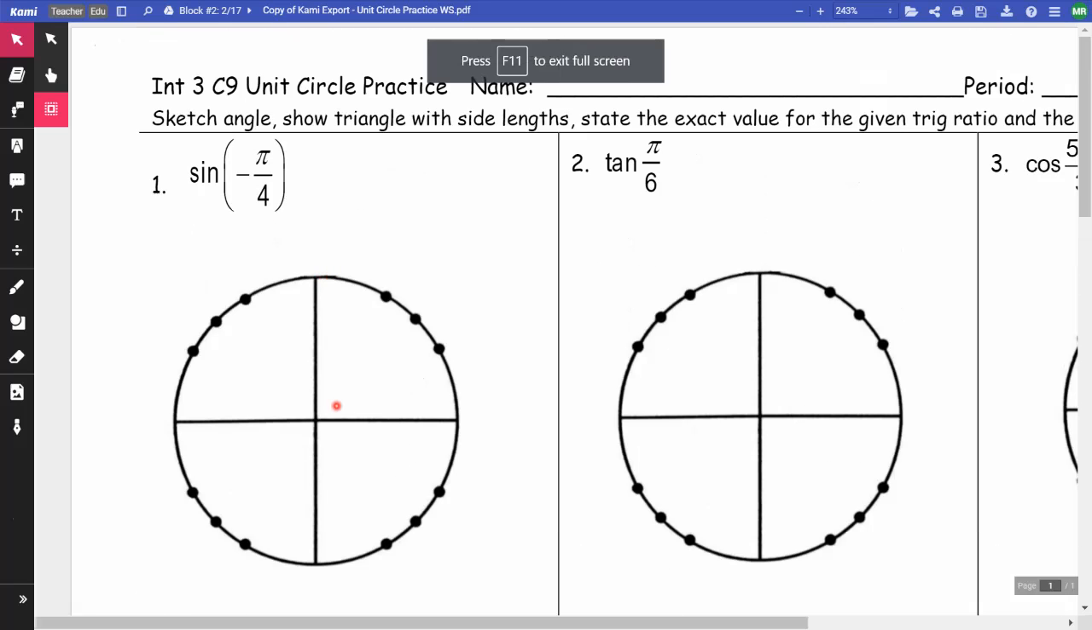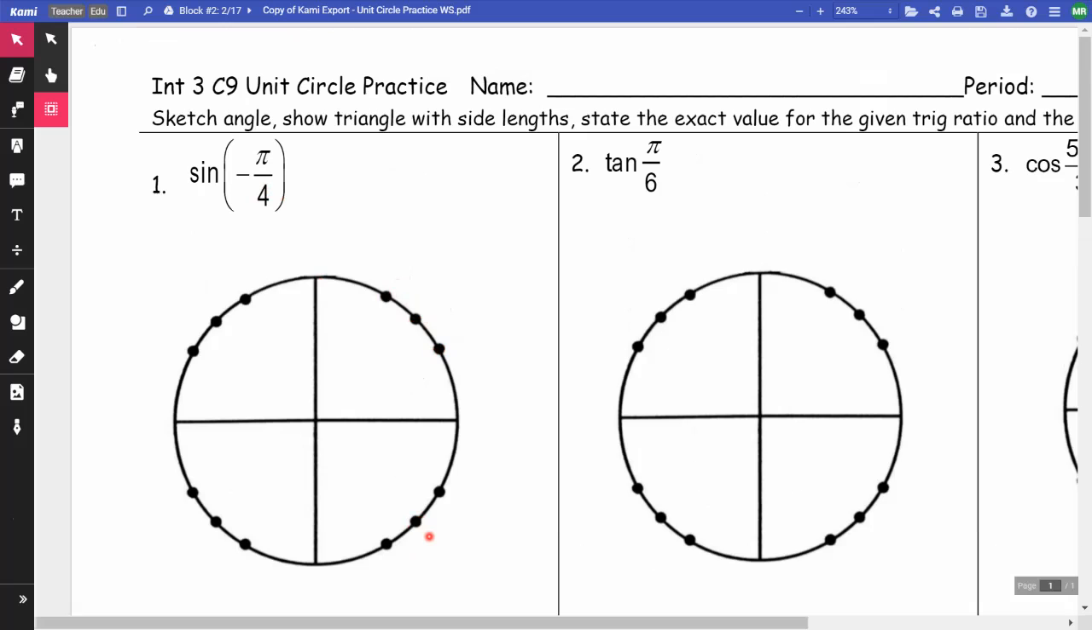So on this first one, this is a negative pi fourth, okay? Just so everyone understands, this is pi sixth. This is the smallest. This is pi fourth. This is pi thirds. And then this is pi halves. So this is pi sixth again, pi fourth, pi thirds. Negative means we're going this direction. So this is going to be negative pi fourth right here.